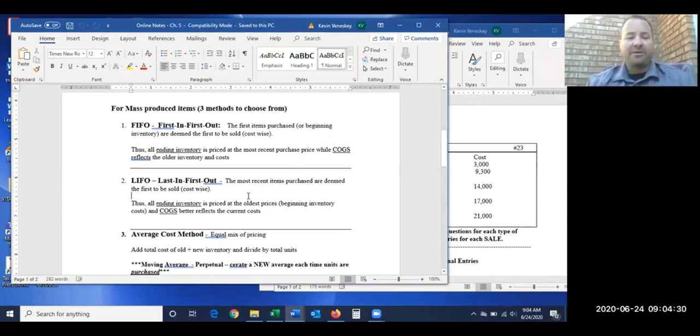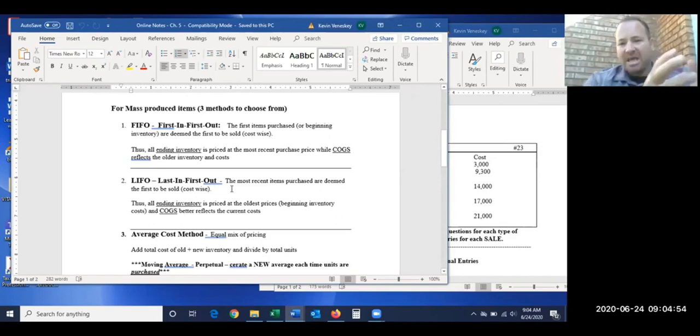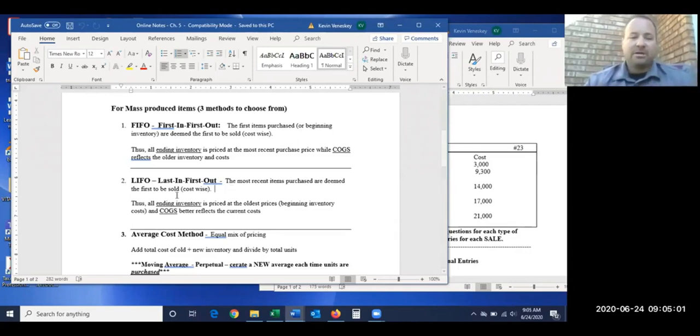Last in, first out, LIFO, is just the opposite. You work it the same, you just go from the other end. The items you purchased the most recently, so in my example up here, we had our beginning of 10 and then we purchased 80. The first items we sell are going to be from that 80 batch, and we're always going to have those beginning items still in our store. This one isn't as popular because you're always keeping those beginning items. You're never getting those, for cost purposes, cycled through.